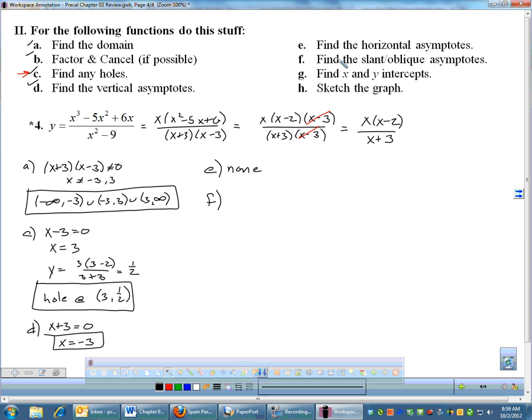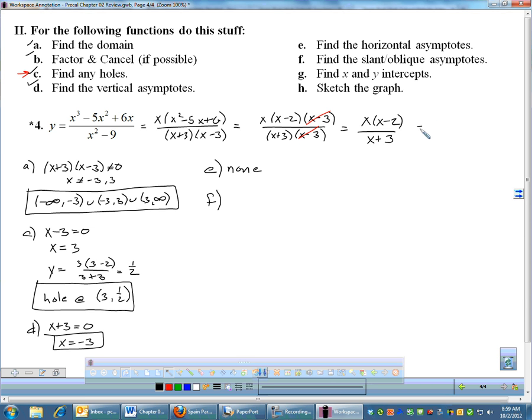But what's going to make this one a little bit trickier is I do have a slant asymptote because the top is 1 bigger than the bottom. And this one we talked about in class, but I don't know if we ever had one where this actually happened in class. To find the slant asymptote, we divide the bottom into the top, which isn't going to be very tough.